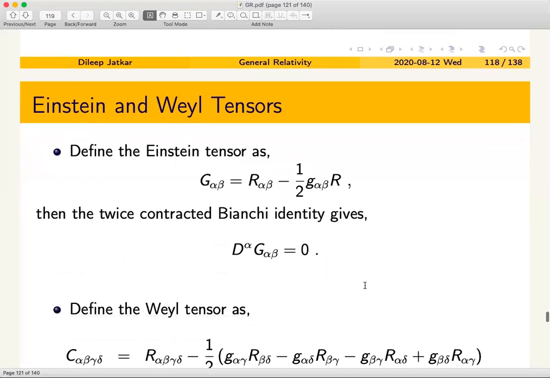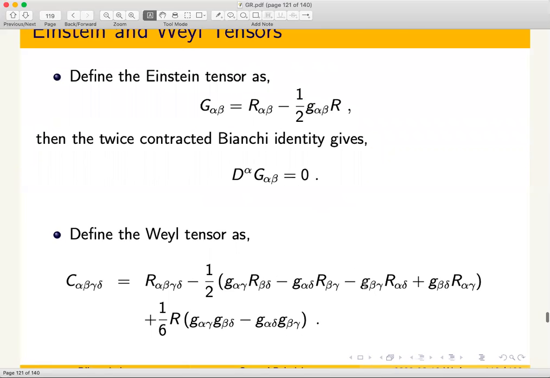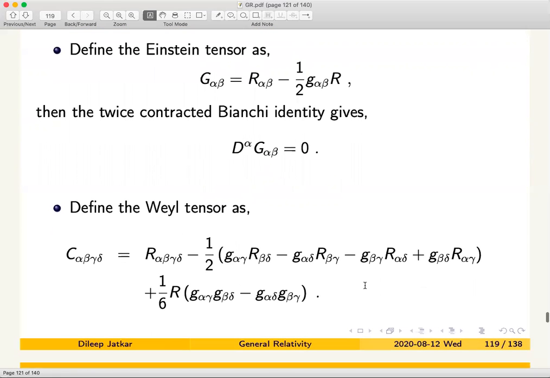Fine. So let's define one more tensor, and that is called the Weyl tensor. Typically, the easiest way to define it is when it has all covariant indices, although it has interesting properties when it has one contravariant index. We'll come to that in a moment. But this is an easy way of defining the fellow.